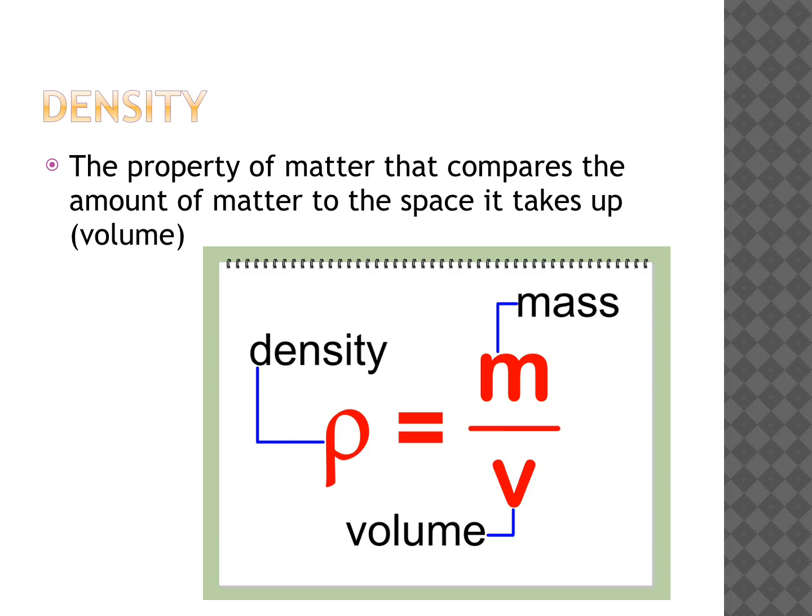So once again, you can find the density of an object by dividing the mass of that object by its volume. For example, let's say that we have an object with a mass of 400 grams and a volume of 200 cubic centimeters. What is the density of this object? Divide the 400 grams by 200 cubic centimeters, and the result will be the density of that object.